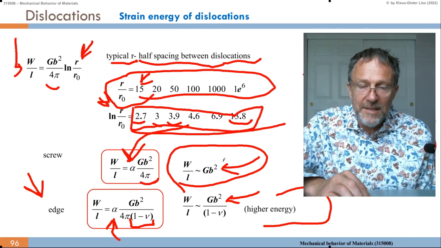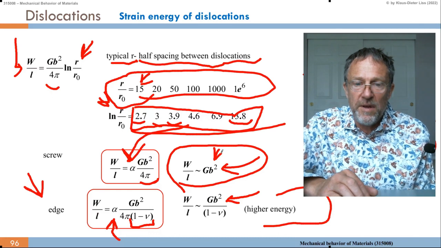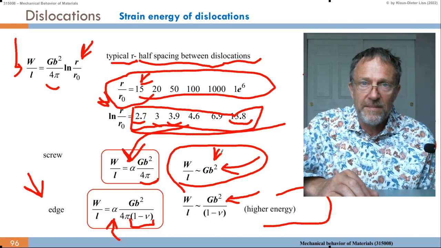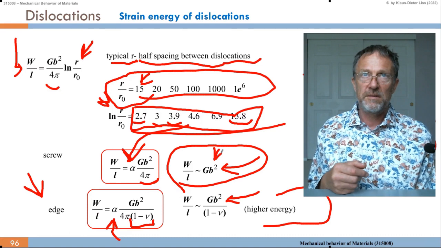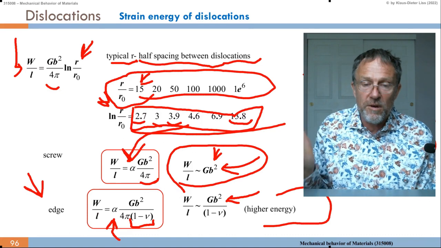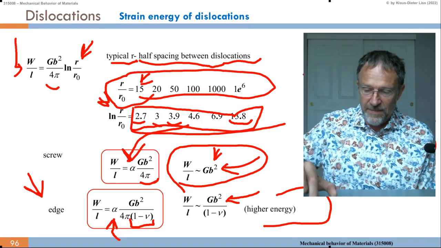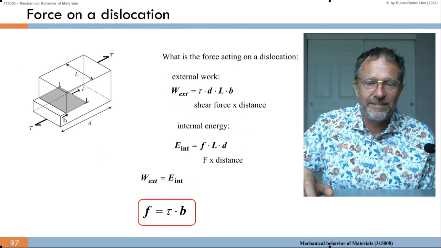Yeah, so here's the reason, the b squared, I mentioned it already. This is the reason why we always want to have short Burgers vectors and not the long Burgers vectors. You could do it, but it costs a lot of energy. Sometimes you have to do it.